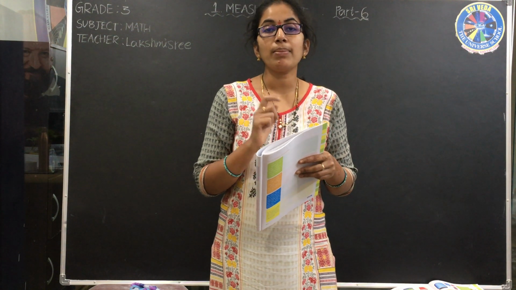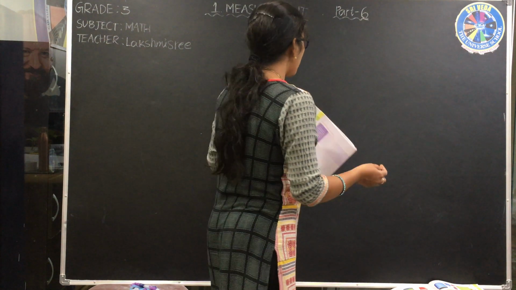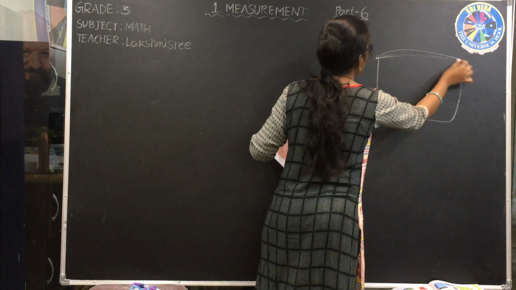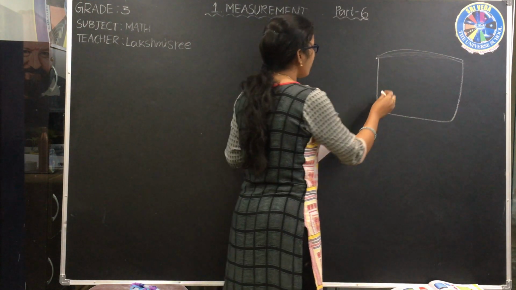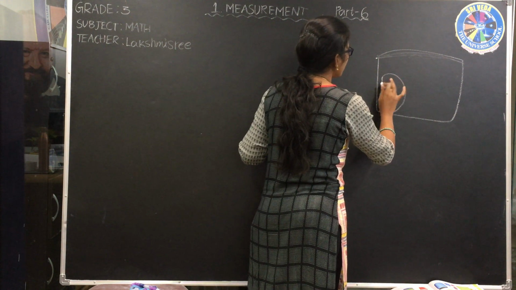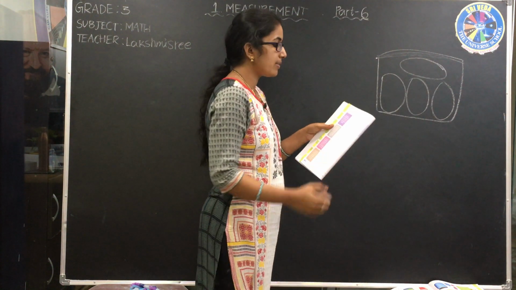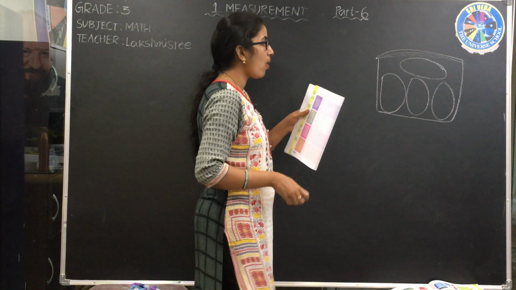Read the question along with me, children. A box consists of 4 identical watermelons. The total weight of the box is 6,000 grams. Find out the weight of each watermelon. Did you understand? A box consists of 4 watermelons. In this we have 4 watermelons. The total weight of the box.